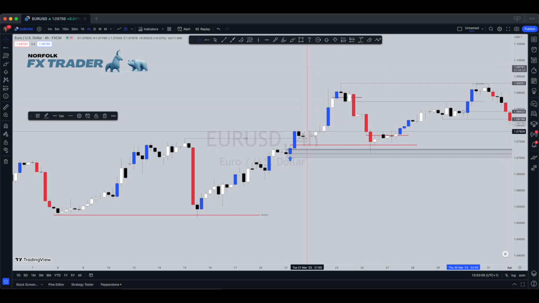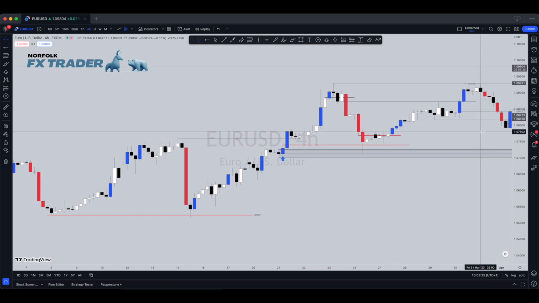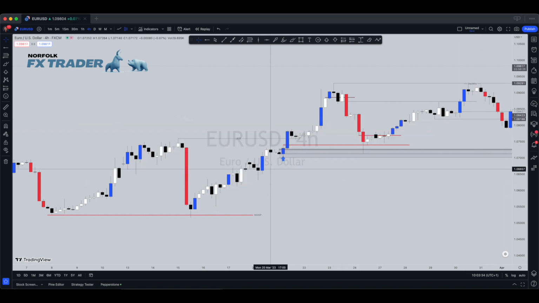Remember, we need to see the market hold and not come straight back and reverse the market. So let's go forward in the market. And there we go. So what we've just seen here is that we've come below this low and we've closed back up. Now that's showing me this is not a valid break of structure. This was a valid break of structure as we saw the market pull back and then continue away.